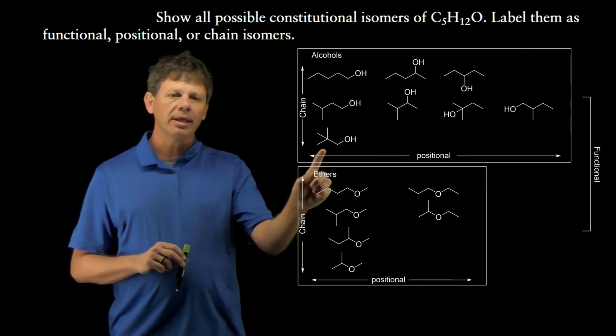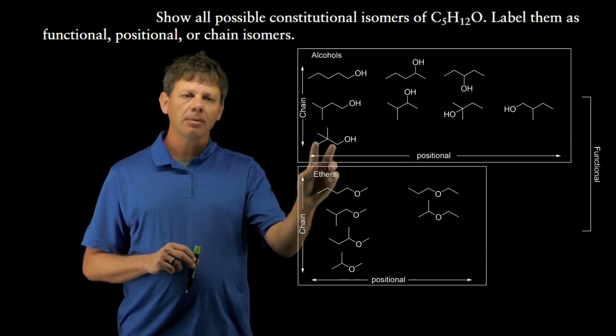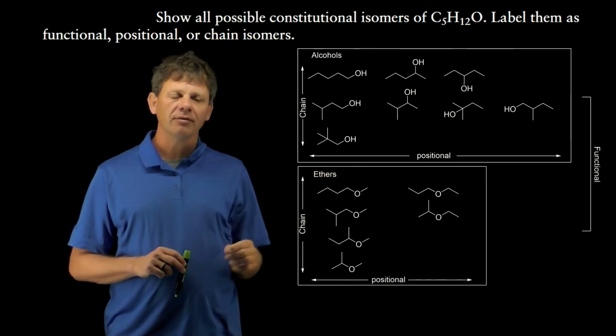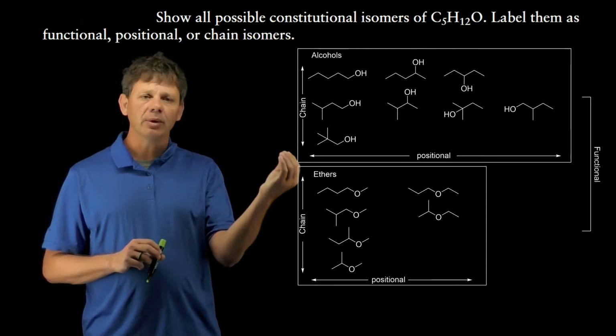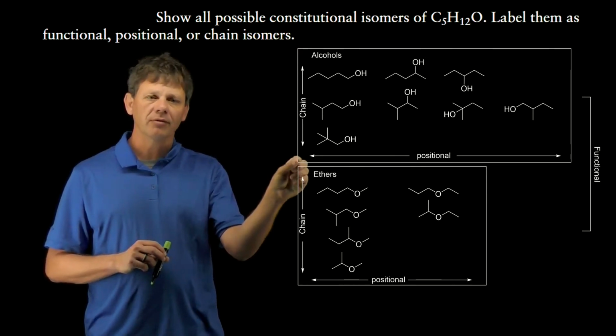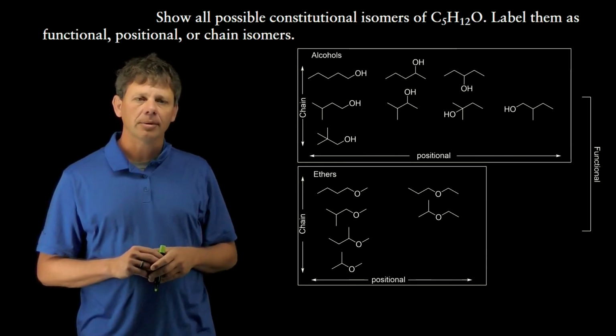We have one more that we can do, and that's to make the 3 carbon chain with now 2 methyl groups coming off. There's only 1 positional isomer there. We can't move the hydroxyl group from the 1st carbon over to the 2nd carbon.